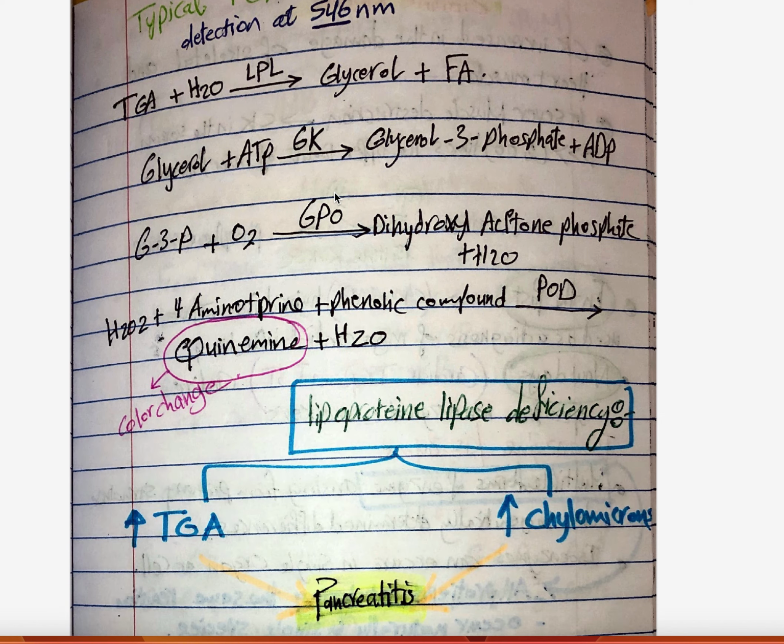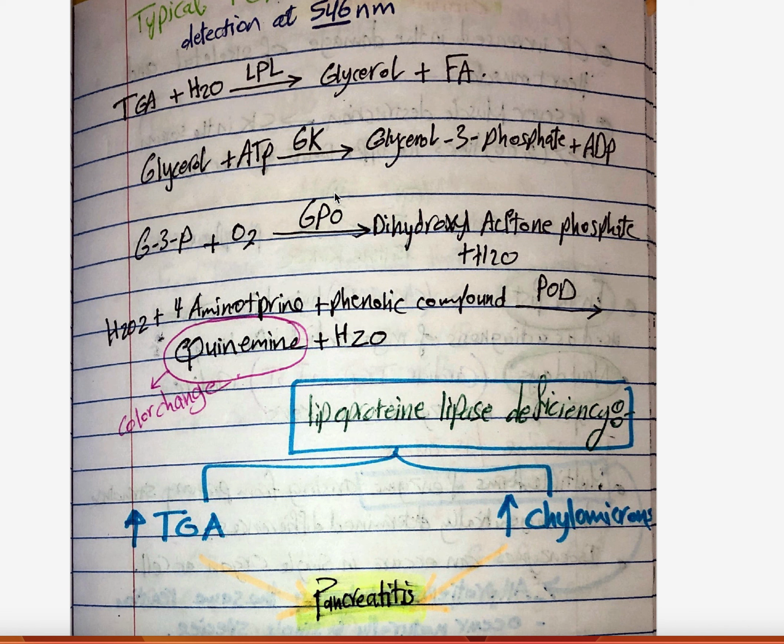So as you can see here, triglyceride plus H2O, by the lipoprotein lipase enzyme, leads to the production of glycerol and fatty acids. The glycerol and ATP, by glycerol kinase, lead to glycerol 3-phosphate plus ADP. And then we use oxidase, which leads to dihydroxyacetone phosphate and then the production of H2O2. And you know what the result is: H2O2 plus a colorless compound, by the enzyme called peroxidase, leads to a colored compound, so we can detect the triglyceride by this mechanism.